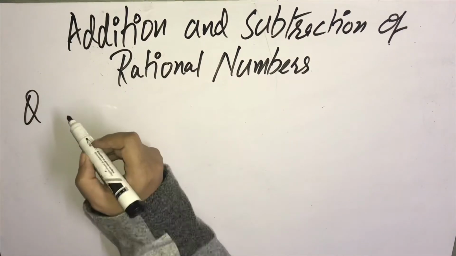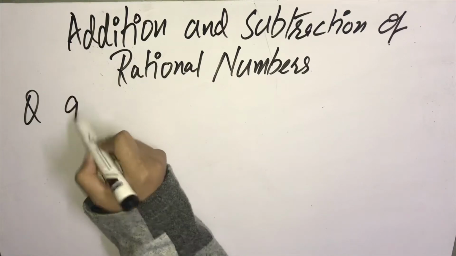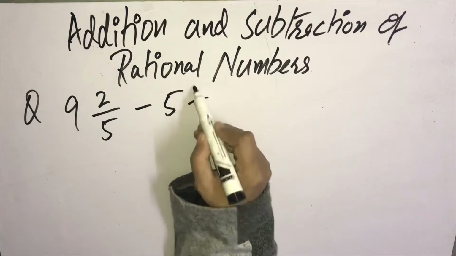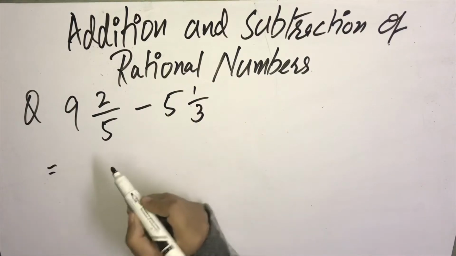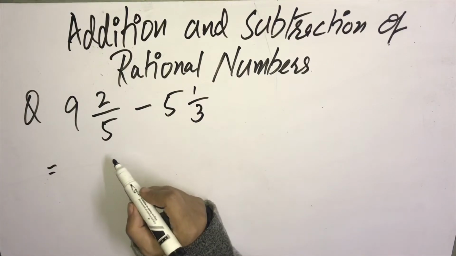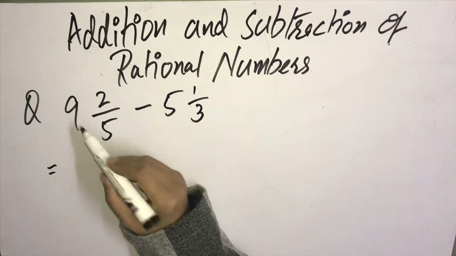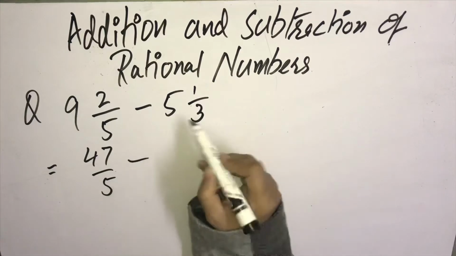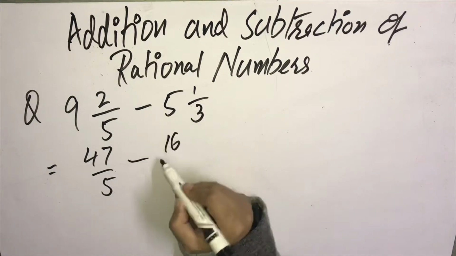One simple question of subtraction. 9 whole 2 by 5 minus 5 whole 1 by 3. First step, convert them into improper fractions. Multiply 5 with 9, 45 plus 2, 47. Multiply 3 with 5, 15 plus 1, 16 over 3.